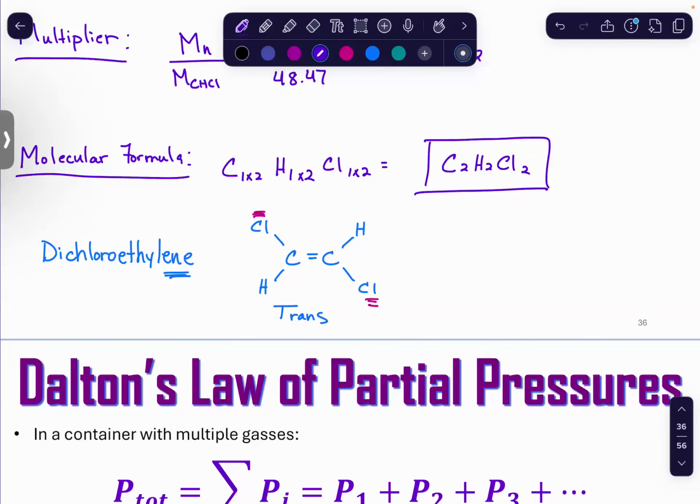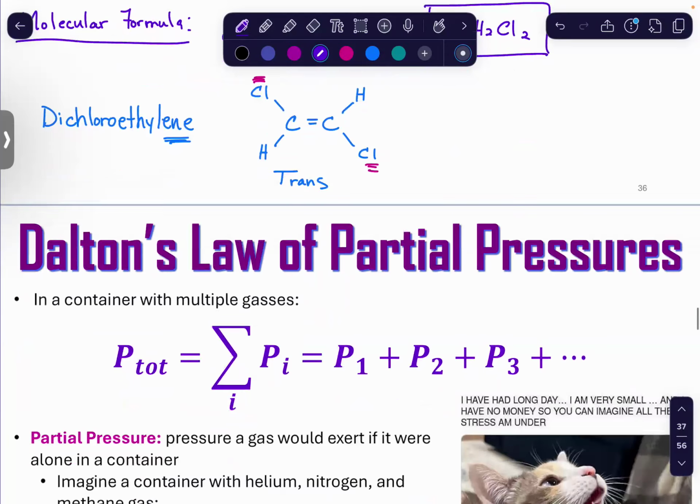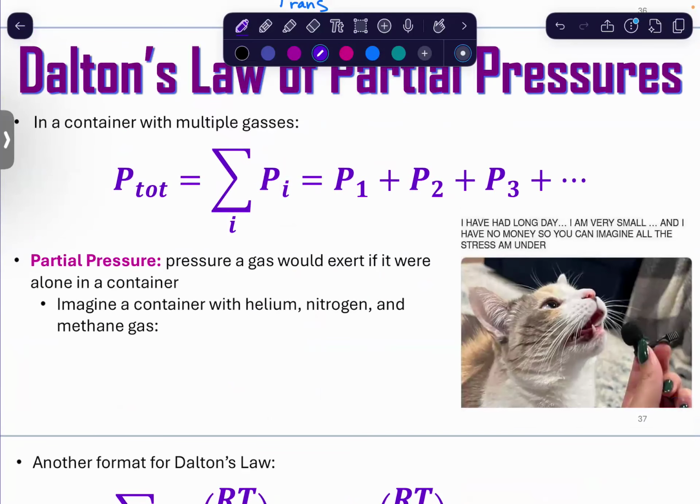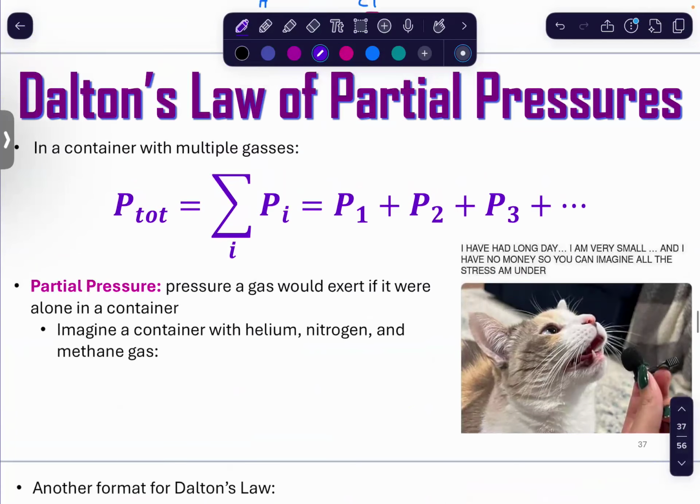All right, Dalton's law of partial pressures. So a partial pressure is like, say you have a bunch of gases mixed in a container. The partial pressure of an individual gas is how much pressure that gas would have in that container if none of the other gases were present. And so what Dalton found is that if you just take the partial pressure of each gas and add them all together, that will give you the total pressure of the system.